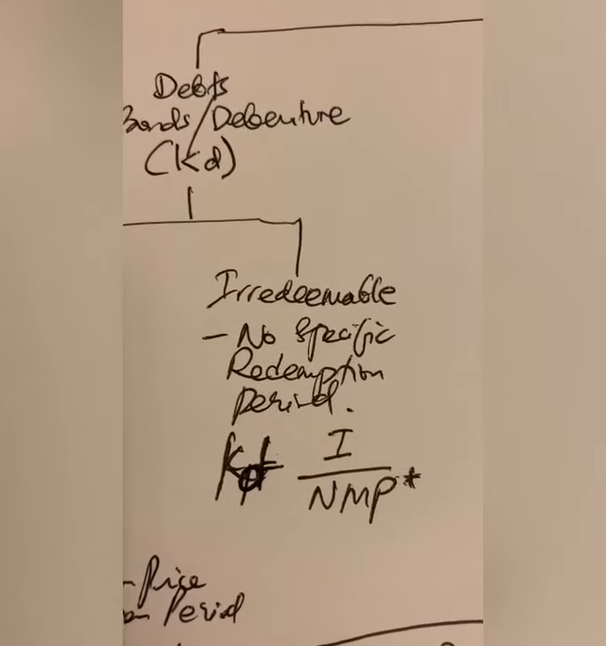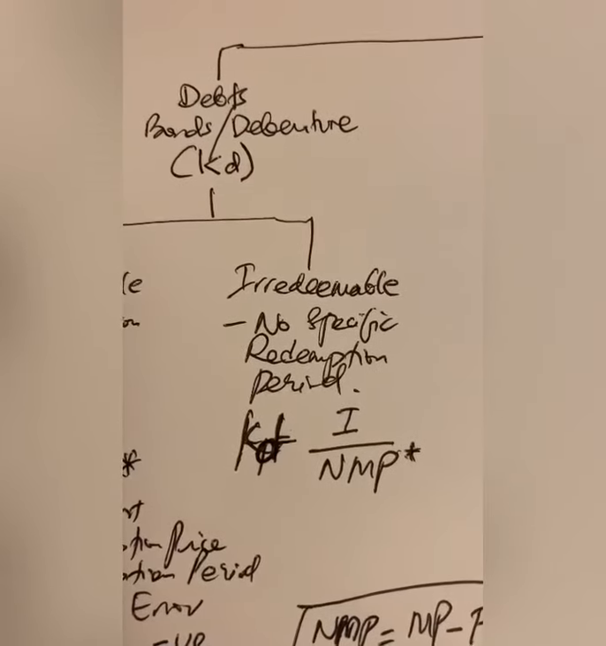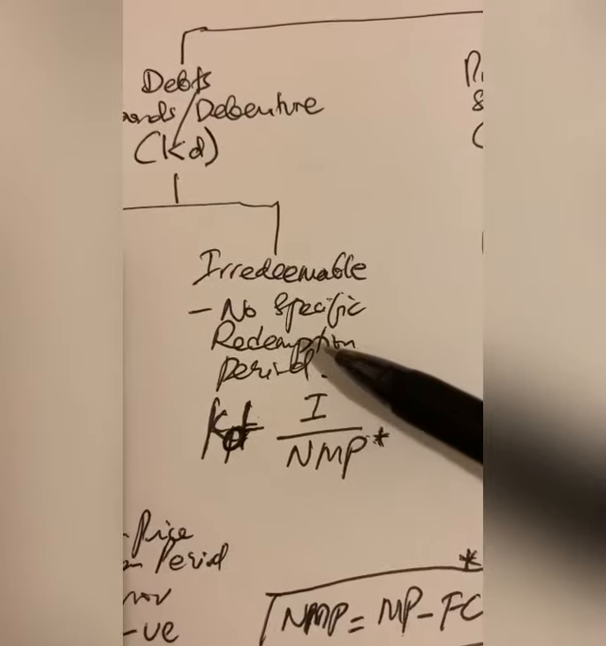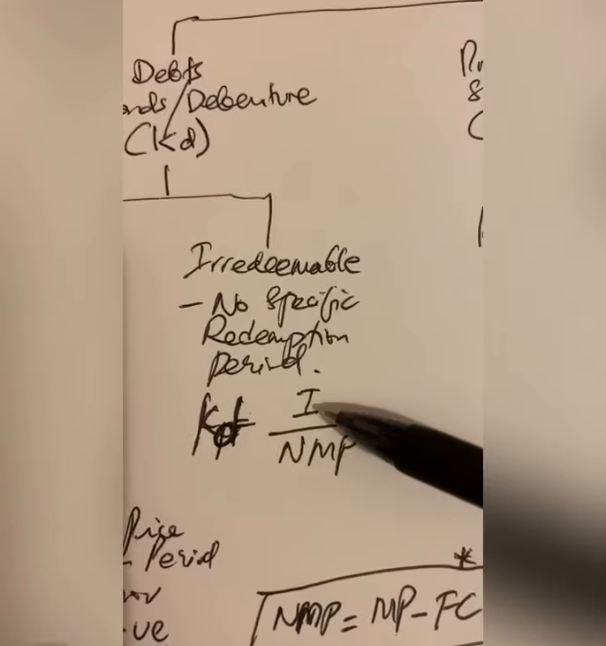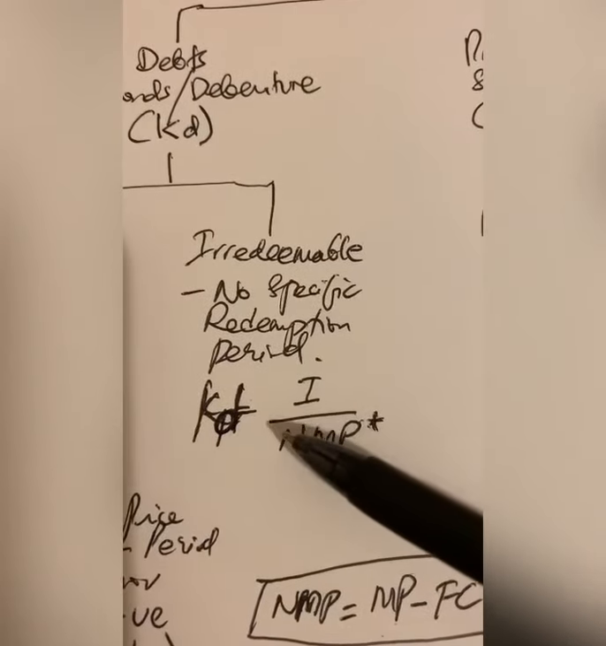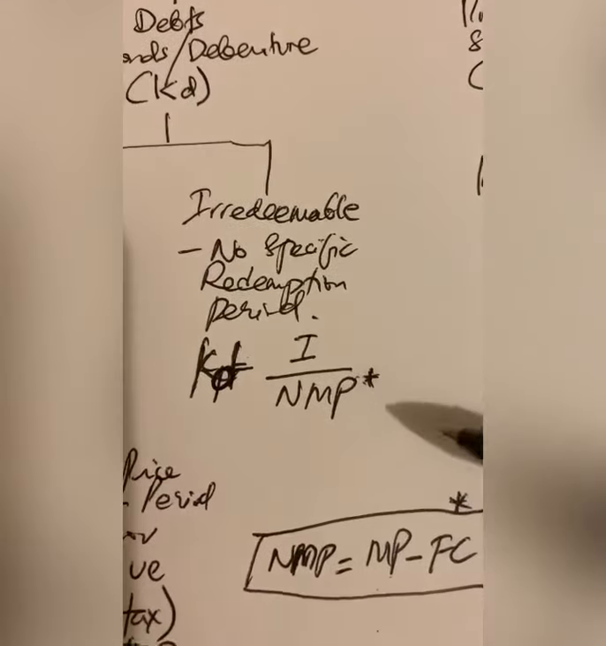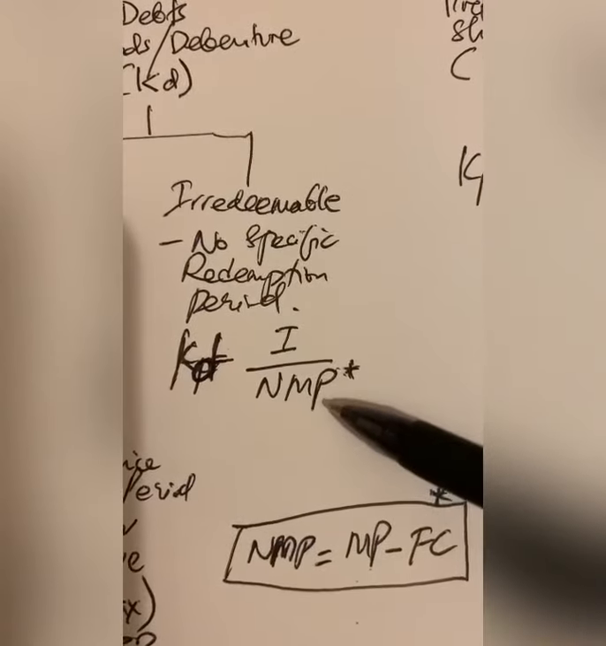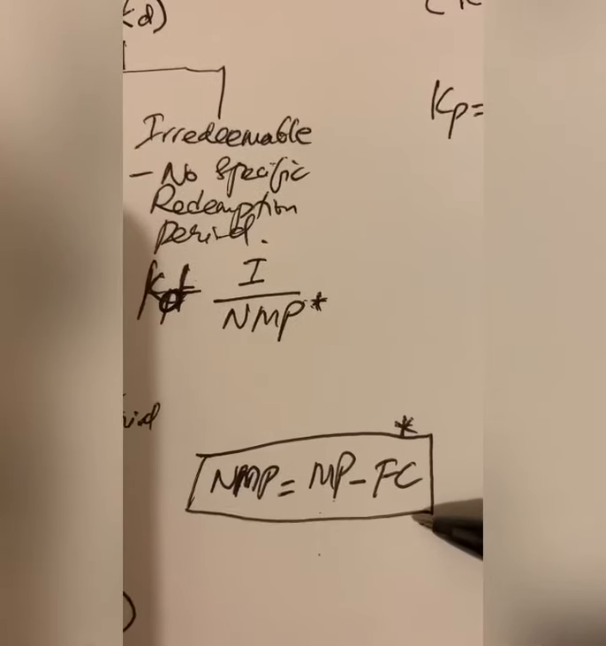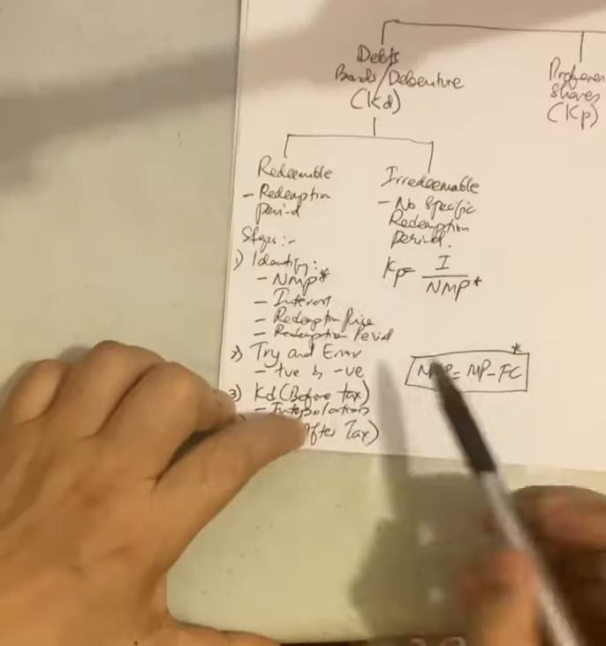For the cost of debt for irredeemable bond or debenture, where there is no specific redemption period, the formula is KD equal to interest divided by the net market price. The formula for net market price is market price minus the flotation cost.